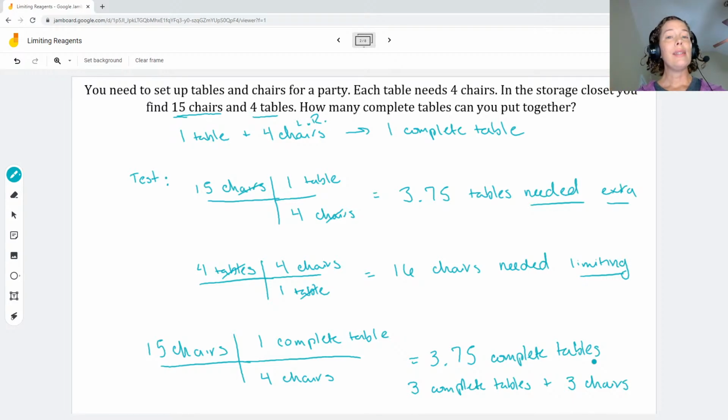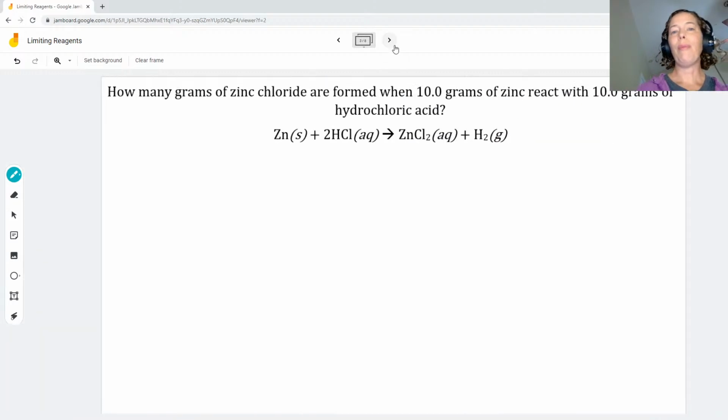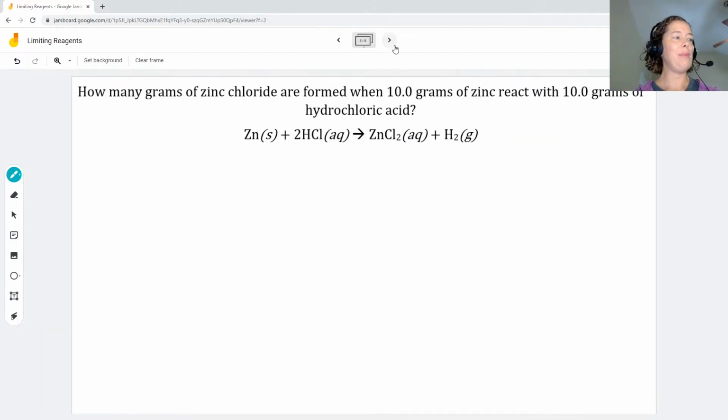Let's go on to our next problem, our first real chemistry problem. But again, I don't want you to leave those concepts behind, but recognize that we're going to use the same thing moving forward. Okay, so this question is, let's see. Okay, good. I wanted to make sure my face didn't totally obscure this. How many grams of zinc chloride are formed when 10 grams of zinc react with 10 grams of hydrochloric acid?